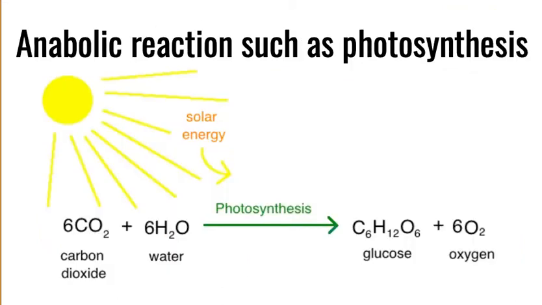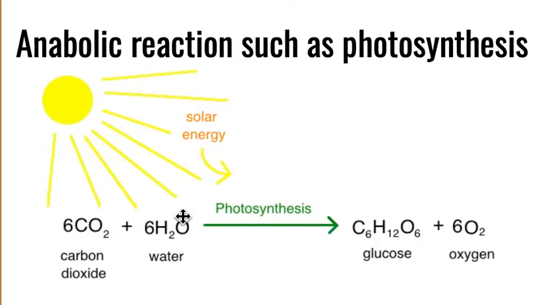An anabolic reaction is a process whereby the enzyme will help to build up the substrate. So they're making bigger molecules from smaller molecules. One of the examples is photosynthesis. Here we all know what the equation of photosynthesis is. We start with relatively smaller molecules such as carbon dioxide and water.